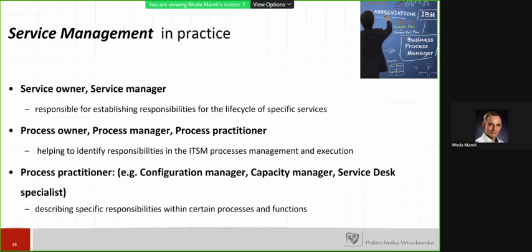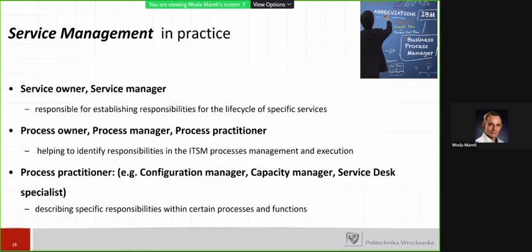Service manager or service owner, that's a person, or more than one person, in the organization who is responsible for the life cycle of the specific service or services. We will see more definitions of the processes later on. However, the service manager or service owner is responsible for a service which is being delivered.